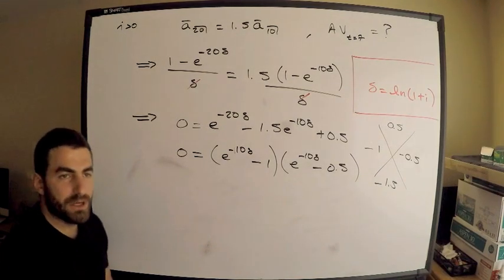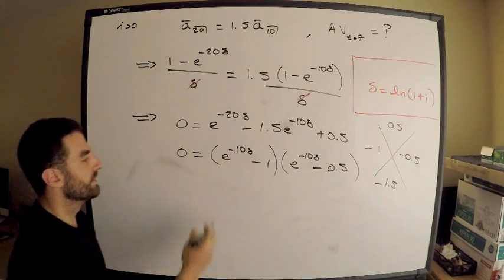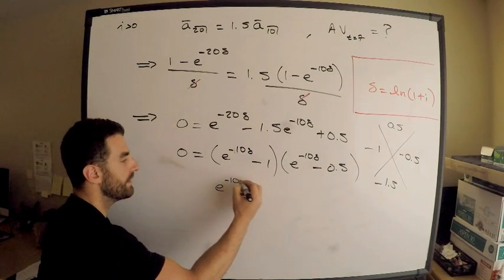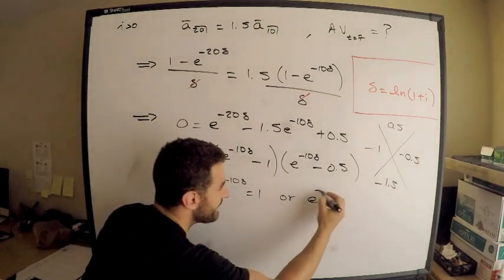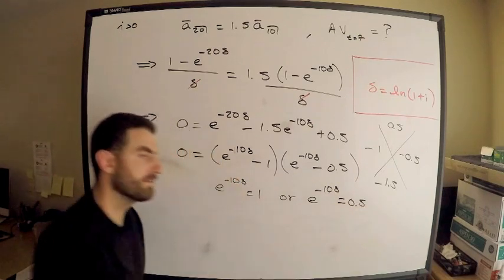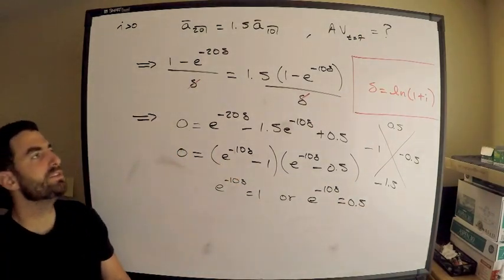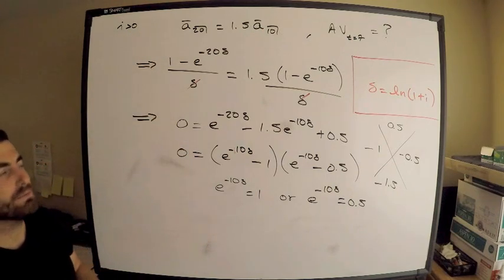Now, what is the situation here? We use the zero product rule. Two things multiplied to give zero, one or the other must be zero. So therefore, e^(-10δ) is equal to 1, or e^(-10δ) is equal to 0.5. Now is the situation where I use this piece of information right here. Think about it for a second.